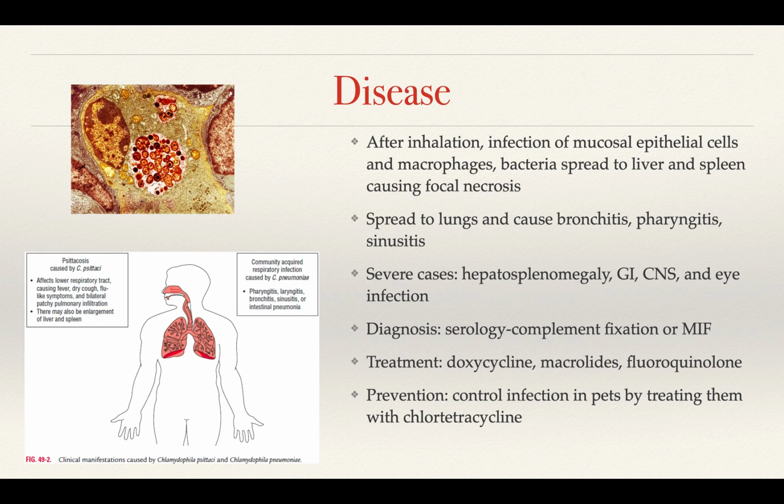So after inhalation, it's going to infect the mucosal epithelial cells and the macrophages, and it spreads to the liver and the spleen and causes focal necrosis, which is not great. It starts with bronchitis, pharyngitis, and sinusitis, so it really affects the lower respiratory tract. In severe cases, it causes hepatosplenomegaly, GI, CNS, and eye infection. The diagnosis would be serology using complement fixation or MIF. The treatment would be doxycycline, macrolides, and fluoroquinolone. Prevention is treating your pets, and you give them chlortetracycline.